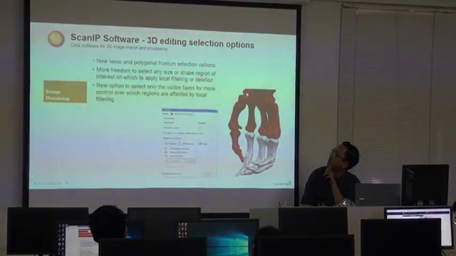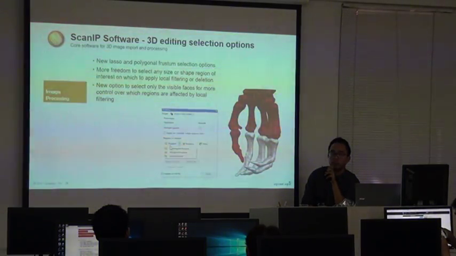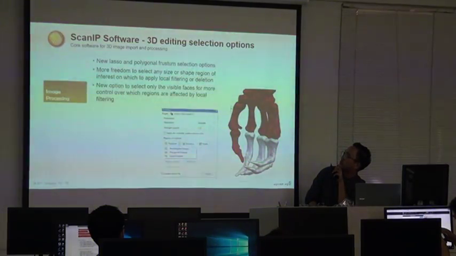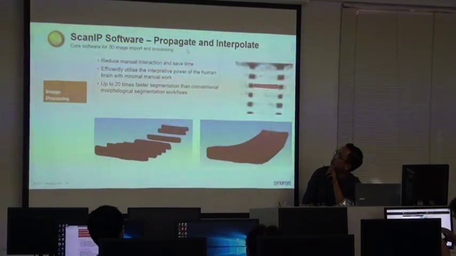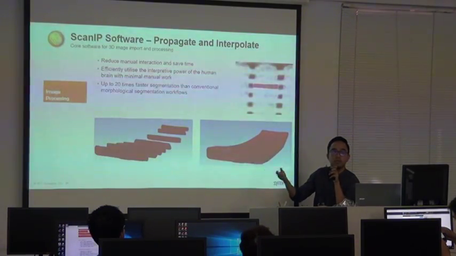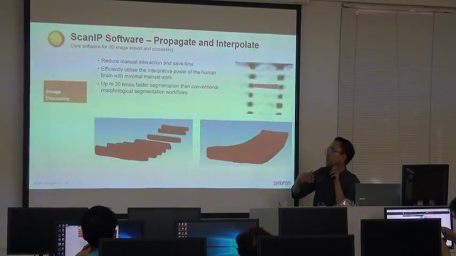Okay, and then we also have 3D editing selection options. Here, for the latest version, we have a frustum tool that will allow us to do a non-uniform selection, as you can see here. Alright, and then we also have a propagate and interpolate tool. This one is normally used when we have low quality images, so we have no option but to segment it, to do the selection manually, to generate the model manually. Which means that we can't use the automatic tool.